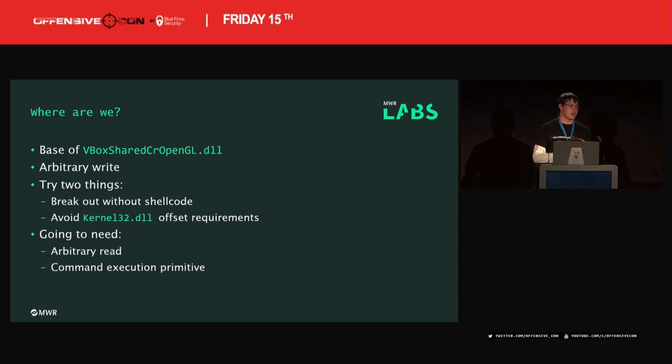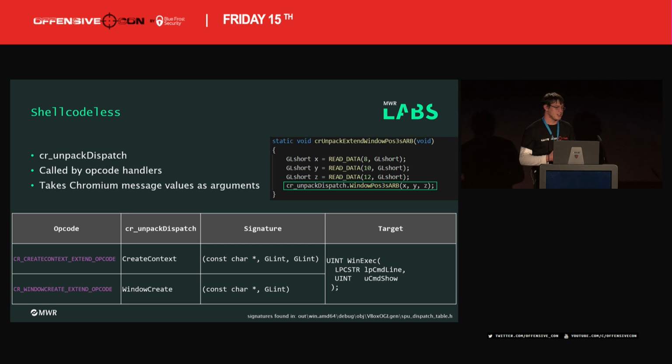Now, we want to try and break out without shellcode, and we want to avoid requiring any kernel32 offsets. And for this, we're going to need an arbitrary read and a command execution primitive. So in this scenario, we're attacking a Windows host from a Linux guest. What I mean by shellcodeless is that we can target the actual dispatch table that gets called in opcode handlers. The signatures for the functions in that dispatch table look awfully similar to the things we want to end up executing anyway. So in this case, I'm showing you an example of WinExec.